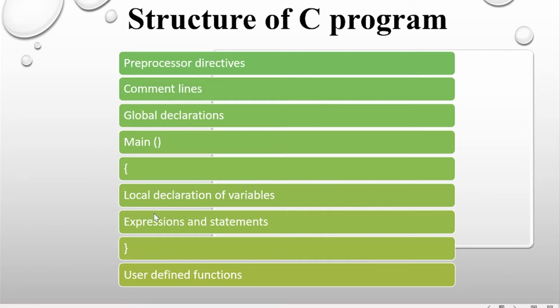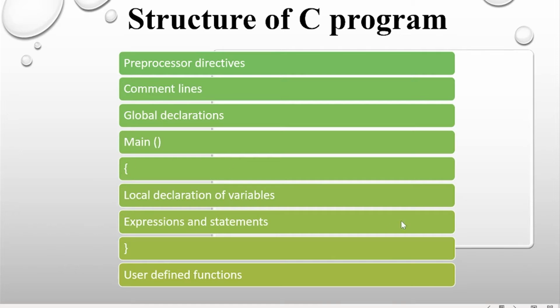Okay, next under expressions and statements, we will be writing our actual logic and operations. Next one is user defined functions. By using these, we can define our own functions according to our need, and we can call these functions to do the intended operations. That's it about these structures. If you know these things, you can understand any C program.